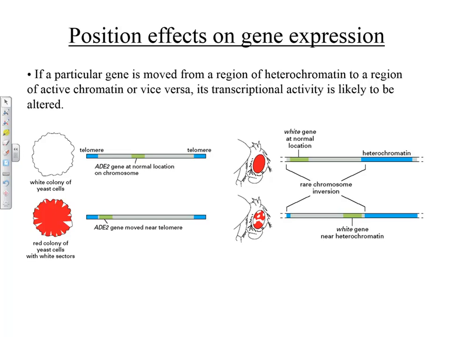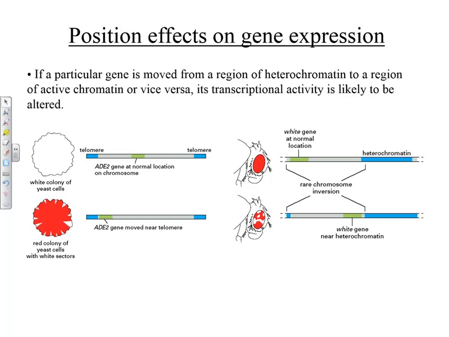Another example is if you look at fruit flies, that's on the right, all right? Fruit flies, their eyes are red in color, okay? And there is a gene that's called the white gene. In this figure at the top, this is at the normal location, right? Now, today it's possible to do it artificially in the lab, but you could move this gene, or even due to some random event, some rare chromosome inversion could take place, and this gene could end up here, right?